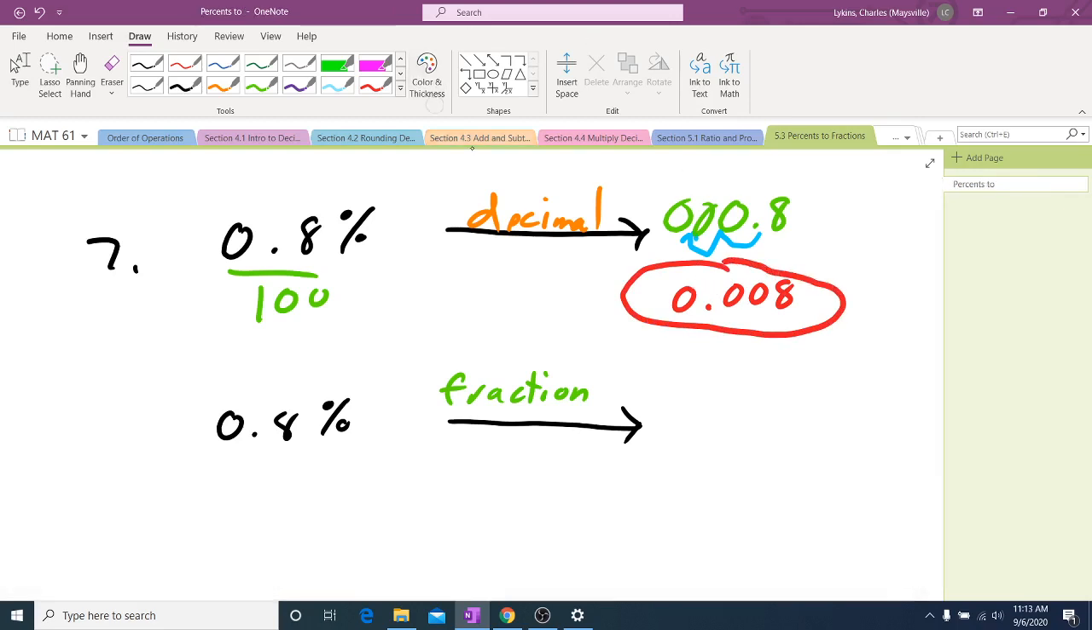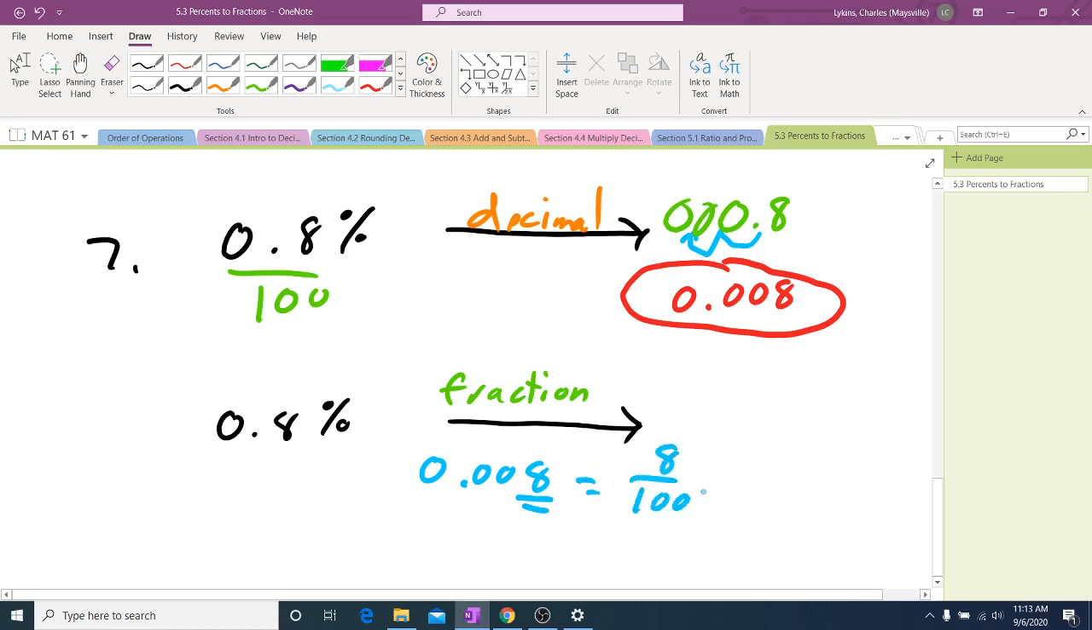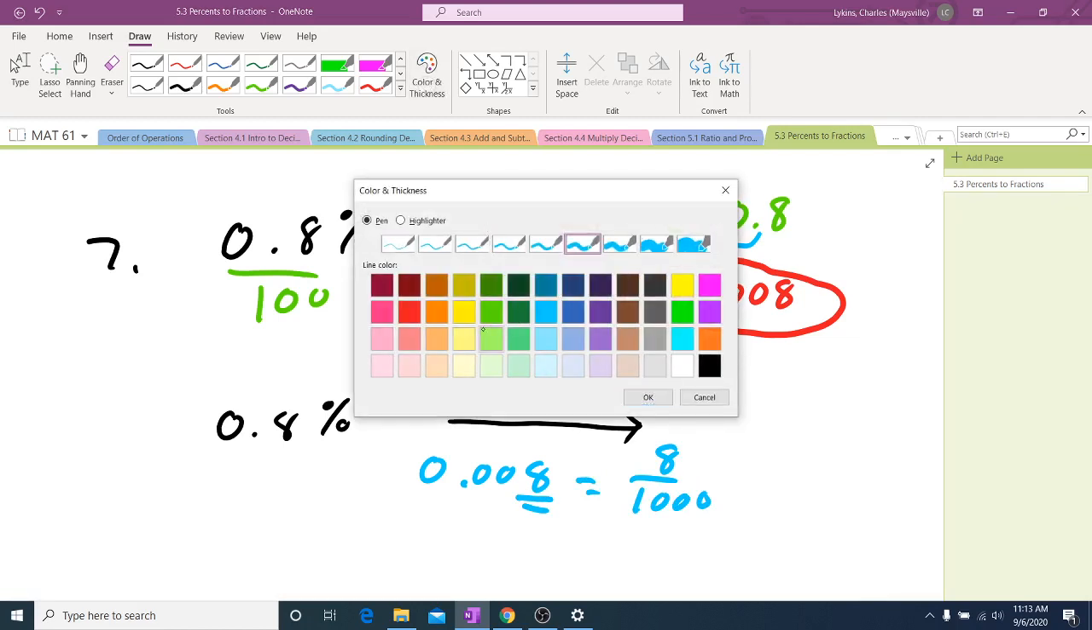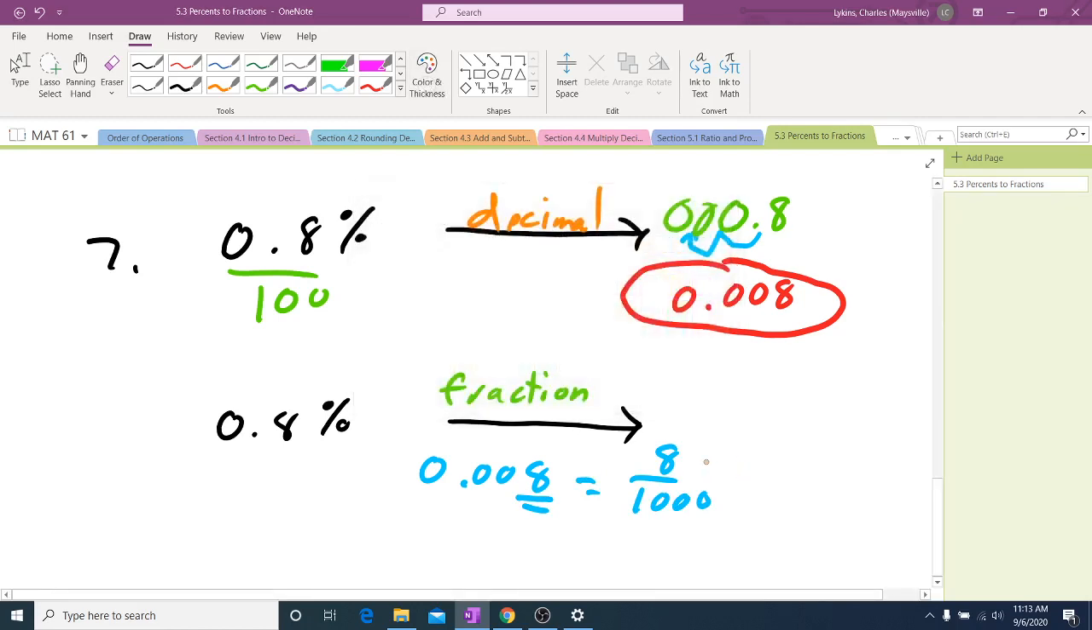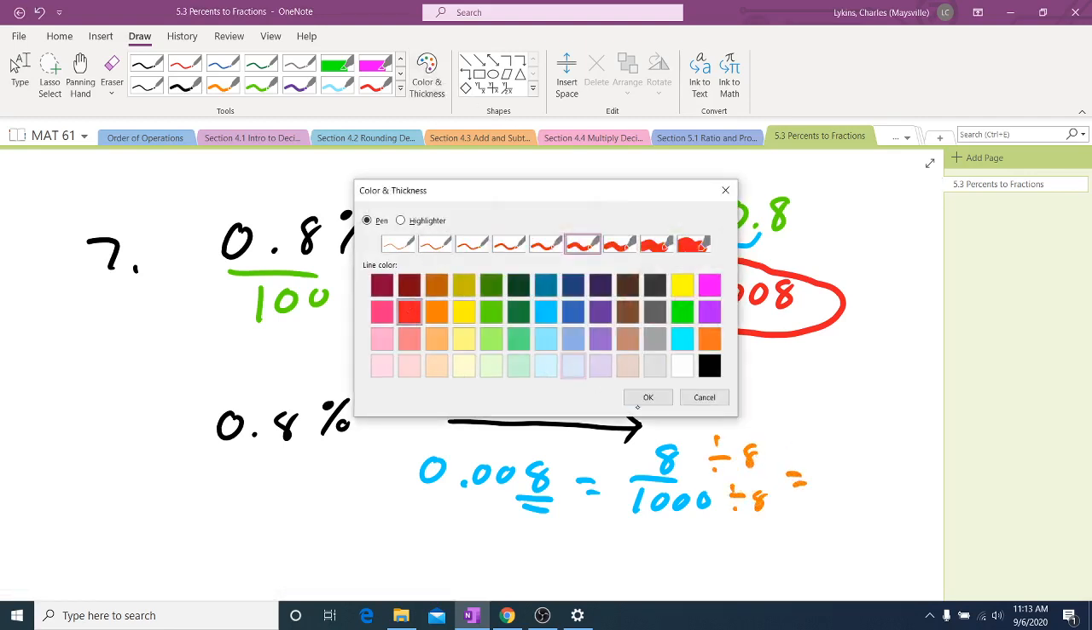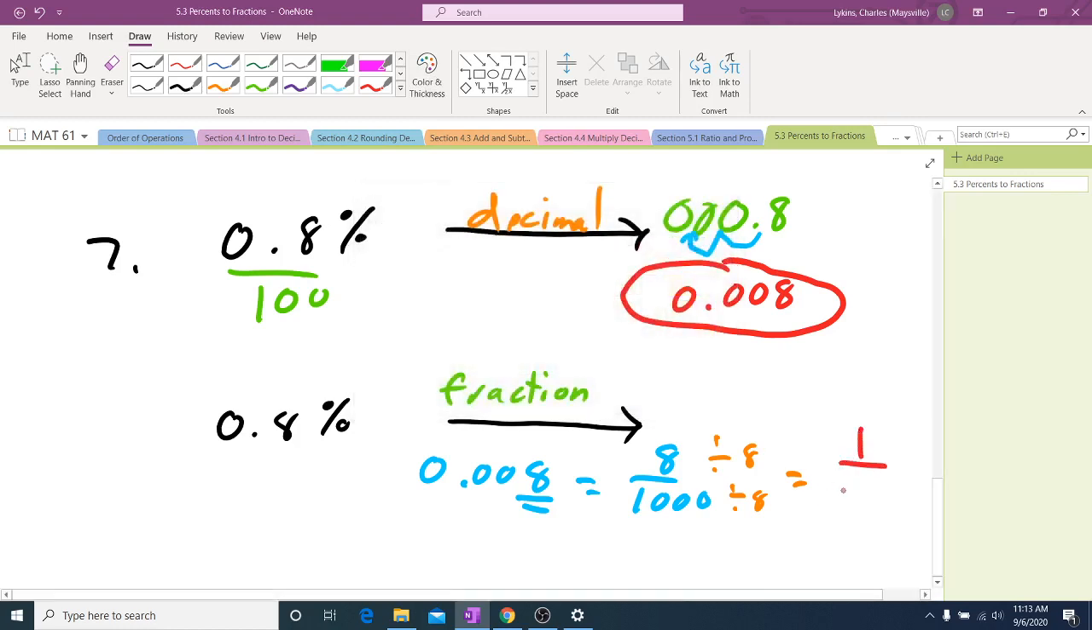So now I'm going to take my 0.008 and put it into fraction form. So the key is that last position. What position is that 8 in? Well, that 8 is in the 1,000th position. Now what I'm going to do is always take that top number and divide it into the bottom number, see if it comes out perfectly. And in this case it does. So 8 divided by 8 is 1. And then 8 goes into 1,000 125 times. This is the fraction. Now, if you did not do this, if they're even numbers like the 8 and 0, you can always keep dividing by 2.